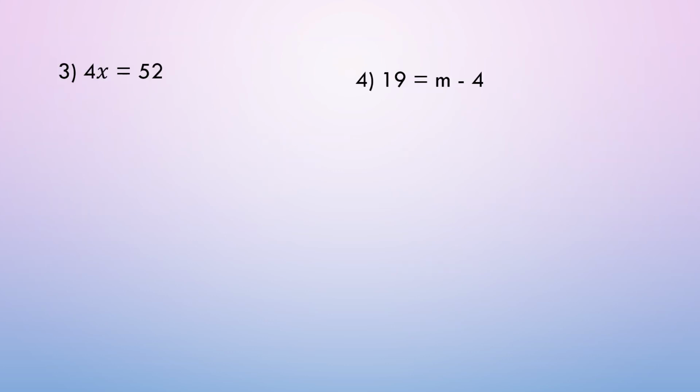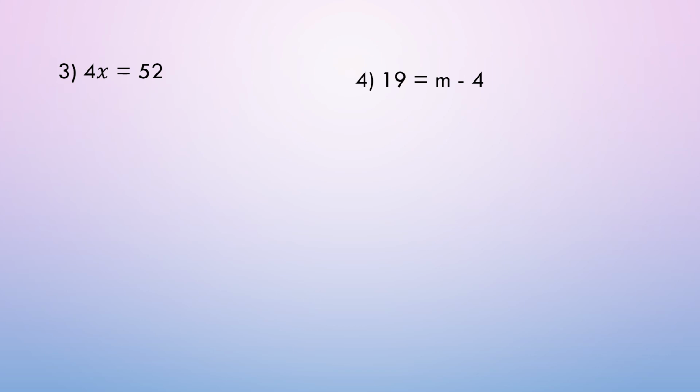Let us do the third sum. 4x is equal to 52. Now here you have to find the value of x and you have to remove this 4. Okay. Now which property you will use here? Division property, because it is multiplied. So 4x means what? Multiply it is. So you have to use division property.